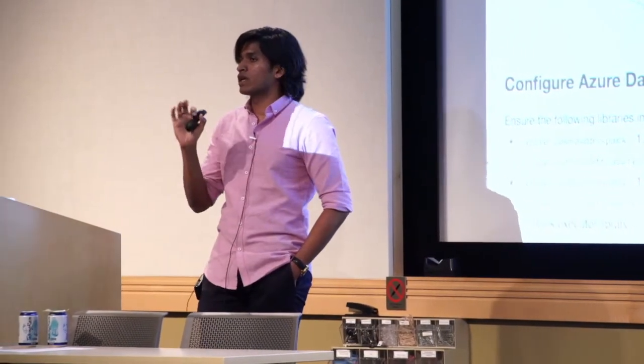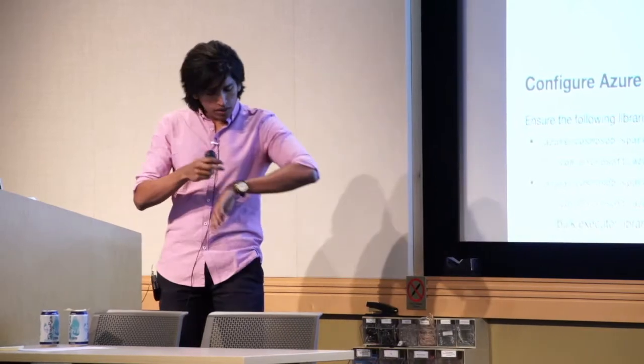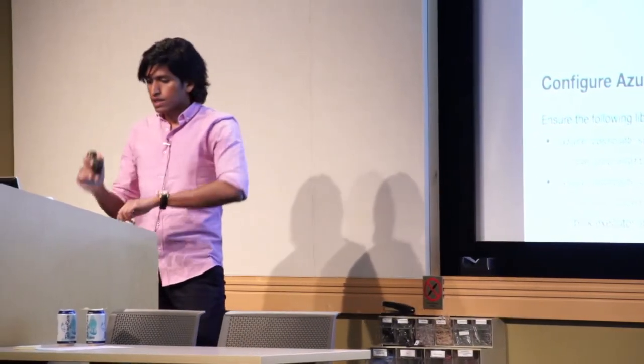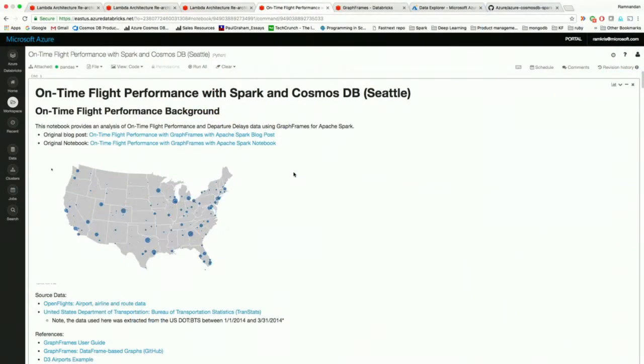And if you can reach out to us on Ask Cosmos DB, or reach out to me directly with your specific scenarios, we can work on how we can enable Lambda architecture there. So that's it. I think I have a couple more minutes, and we don't have a lot of time now, but we also have this demo out there, which goes through a little more on how to use graph frames.